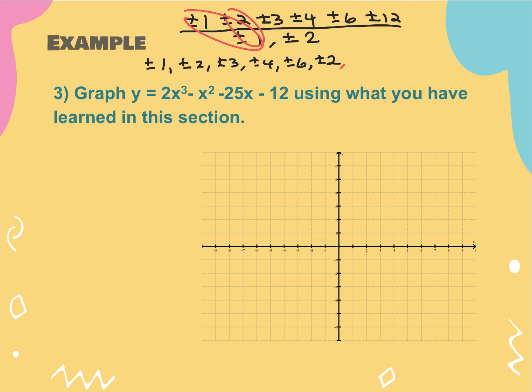Now I'm going to do the same thing and put 2 underneath each one. So once I do that, positive and negative 1/2. 2 over 2 is 1, I've already listed it. Then 3 over 2, that would be 1.5. And then 4 over 2 is 2, I've already listed it. 6 over 2 is 3, I've already listed it. And then 12 over 2 is 6, and I've already listed it. So this is my list of possible zeros.